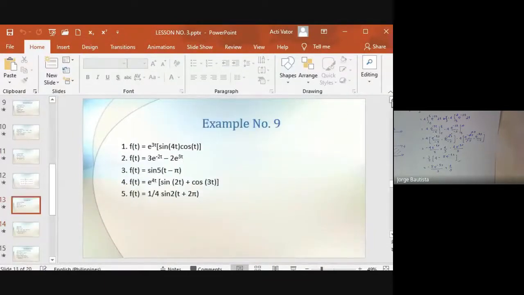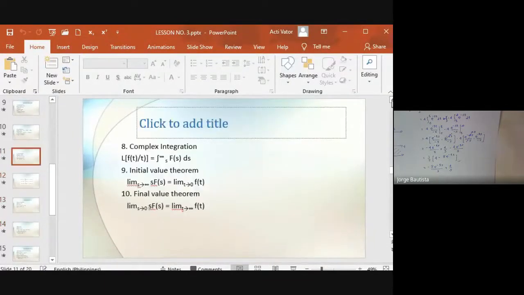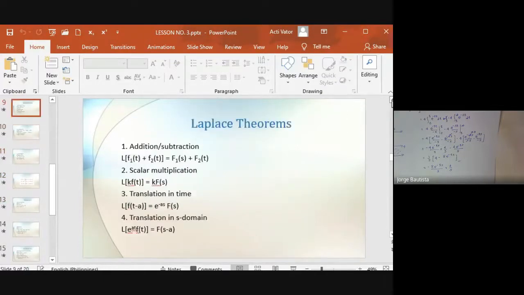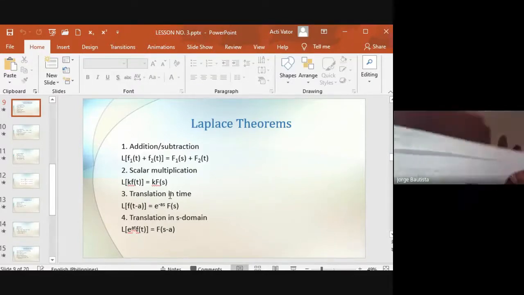Okay, so before we have a break, I will discuss this first so that when we come back, we can answer the theorems already. Okay, so we have 10 theorems. Nakalagay naman dyan.